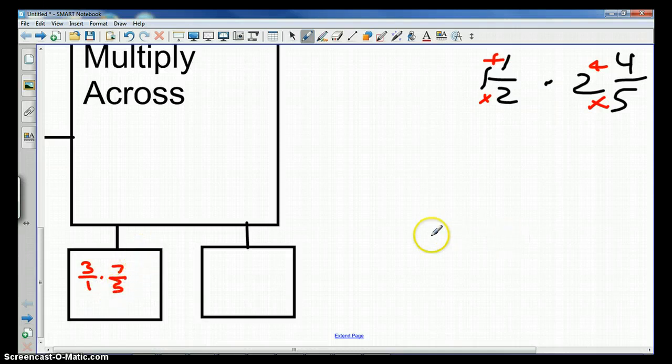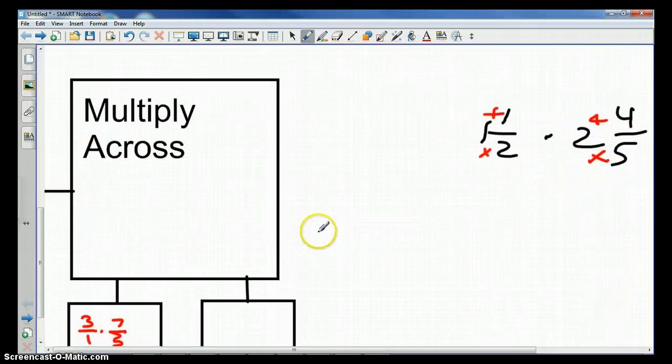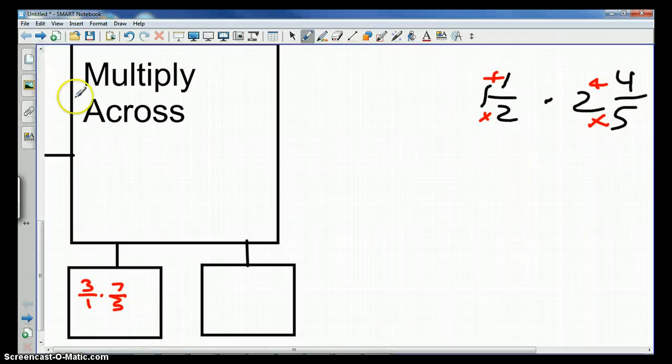And just in case you missed it, that's because we just reduced and we got the 7/5 and the 3/1. And that's what we put here. And now we'll just multiply straight across. 3 times 7 is 21. Put the answer down here.